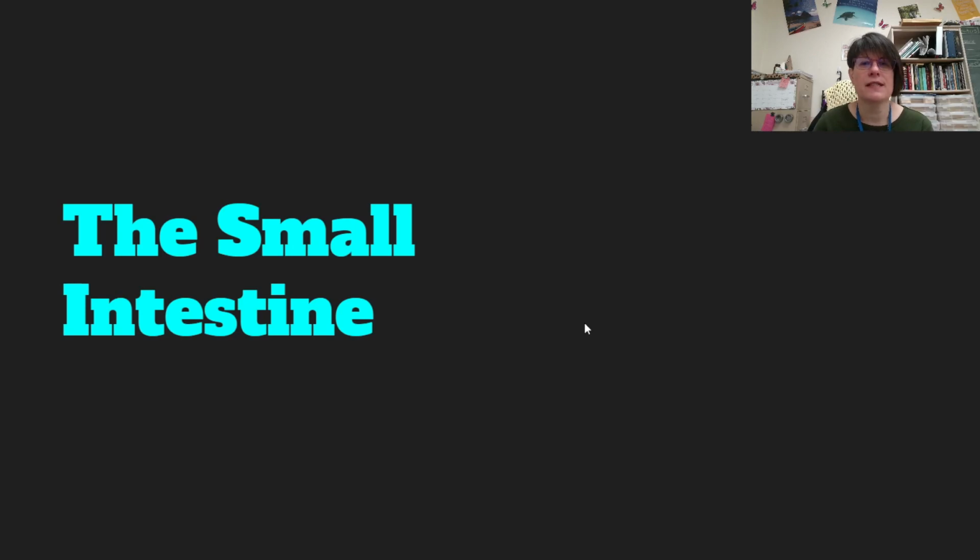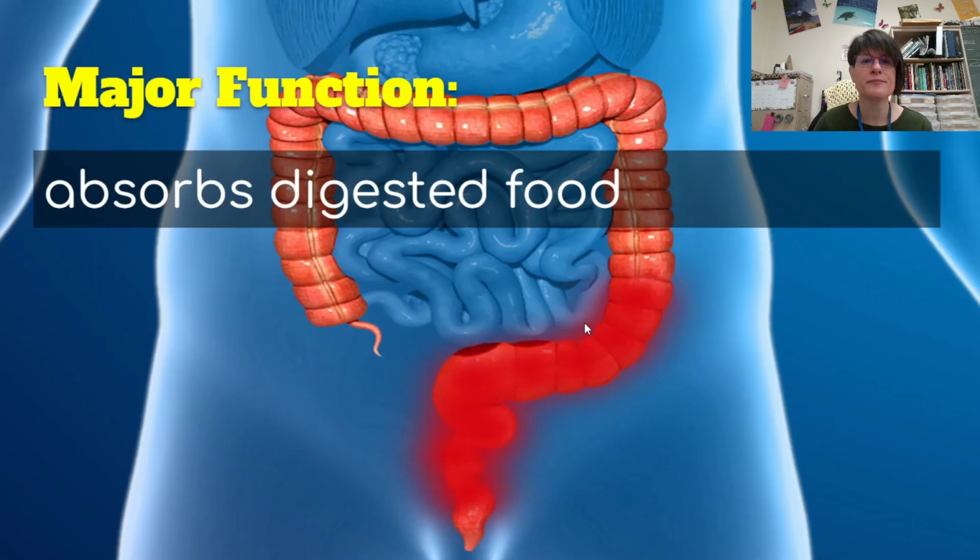The small intestine is the next organ that the chyme will move into. Its major function is to absorb digested food. Okay, and it is very long. It is this blue part surrounded by the red colon or large intestine. So it is this blue part and it is very long.